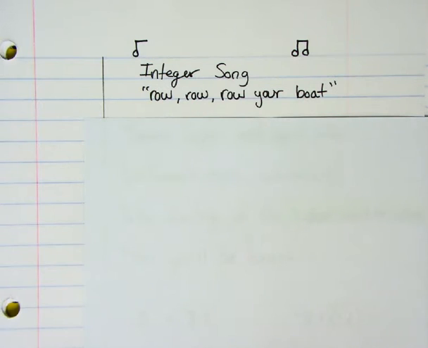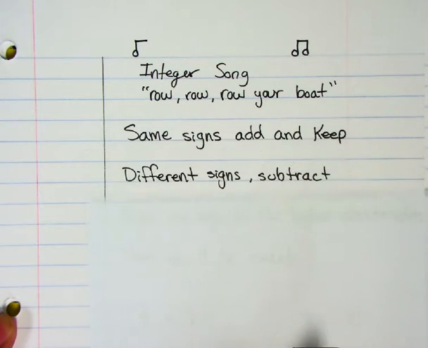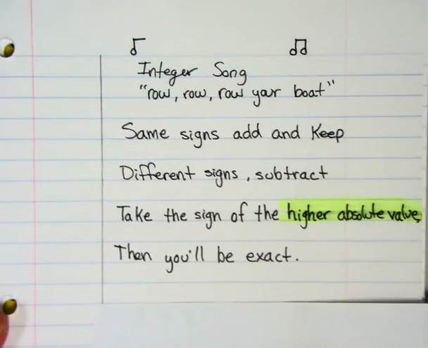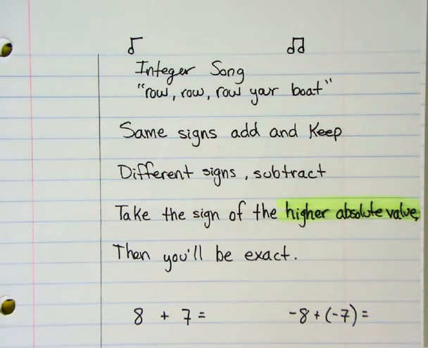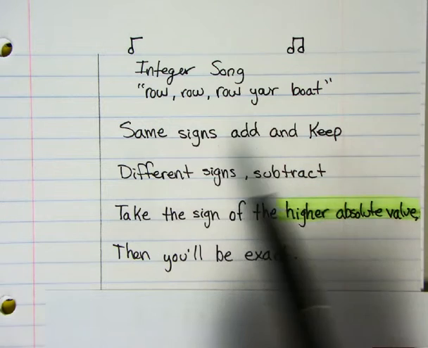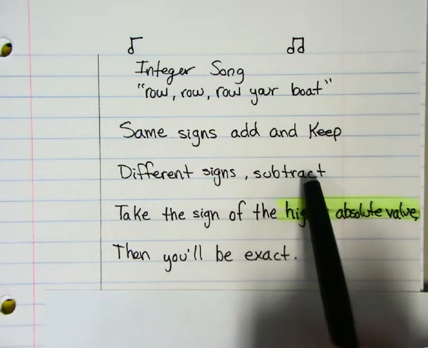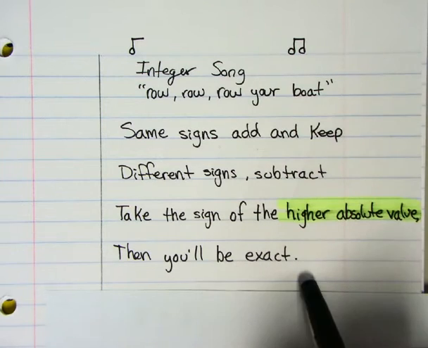Now my voice is not nearly as nice as that lady's, but we're going to try it anyway. Okay? And here are the lyrics to your song. You can go and write this down in your binder, in your journal there, so that you can remember it. And here's how it goes. Same signs add and keep, different signs subtract. Take the sign of the higher absolute value, then you'll be exact.